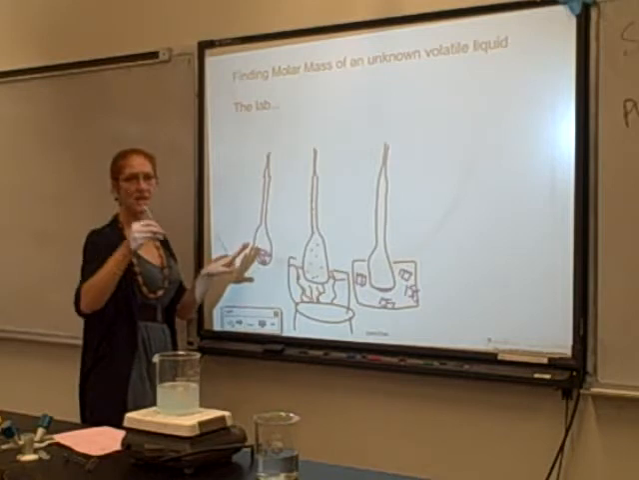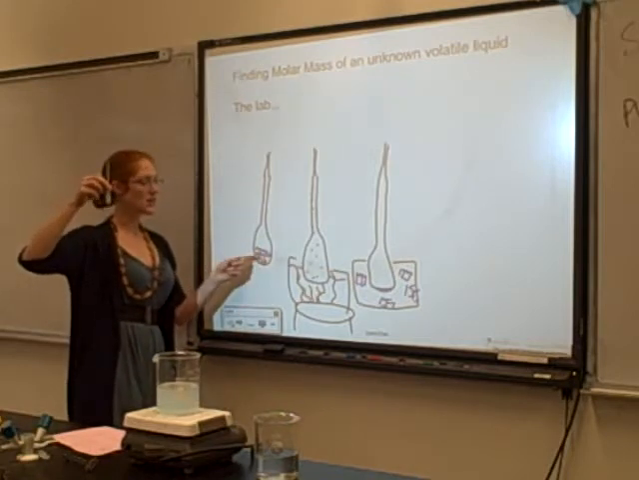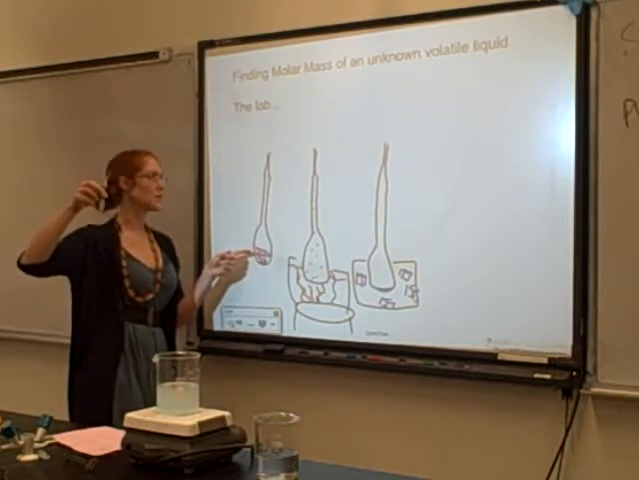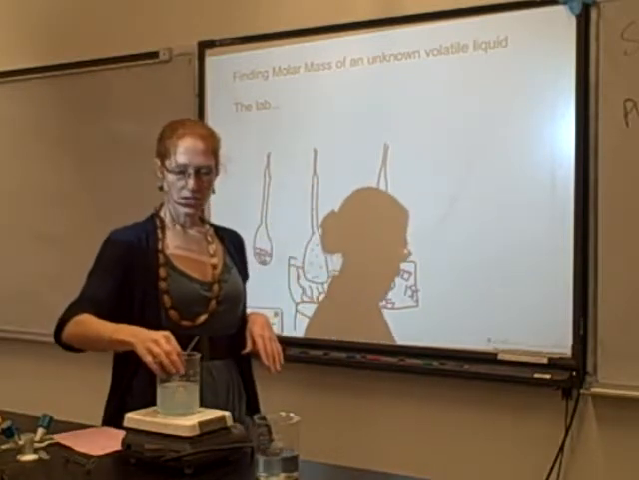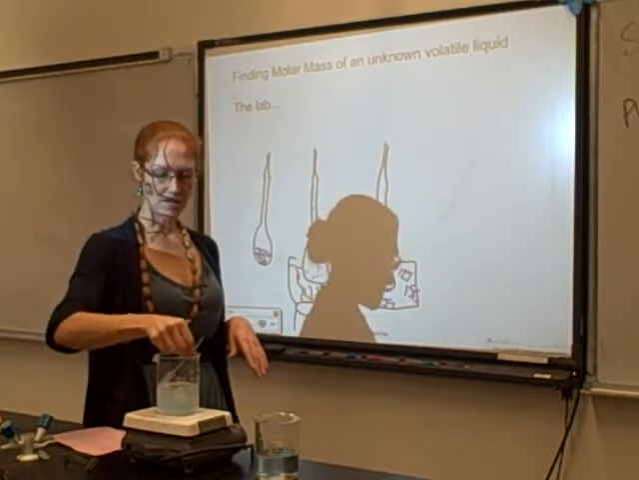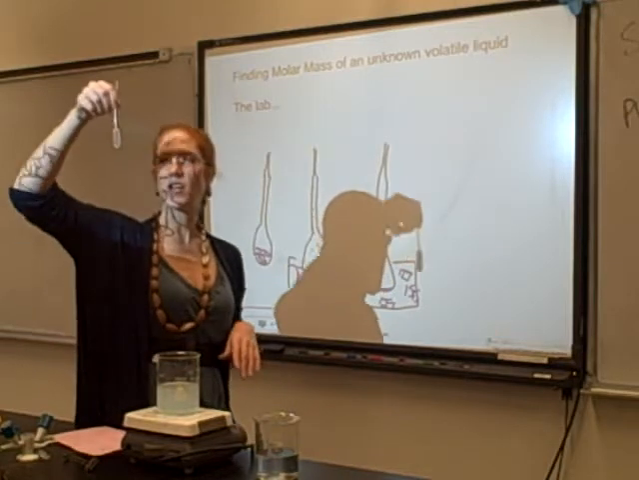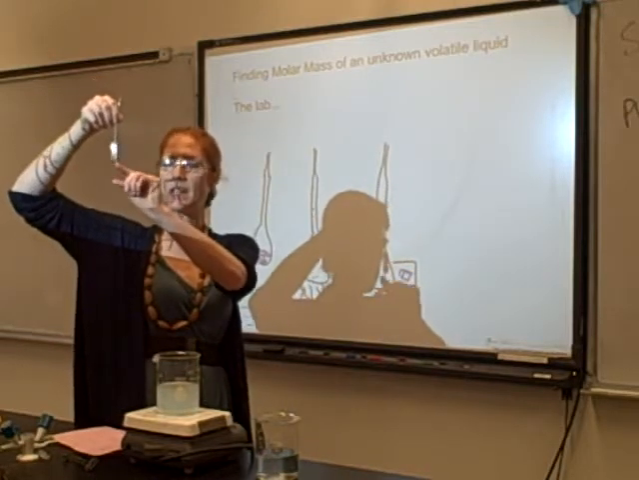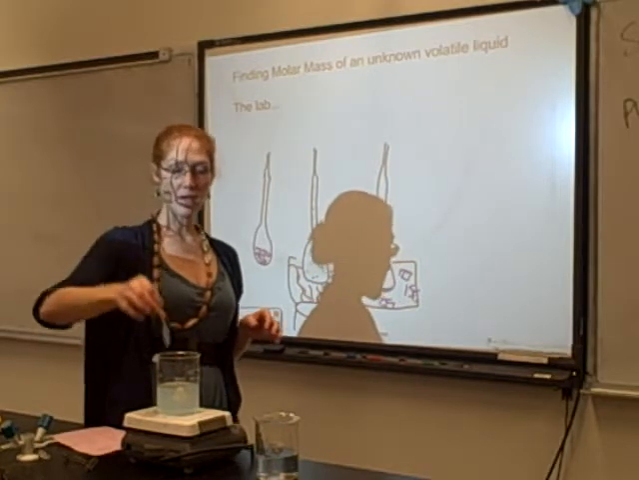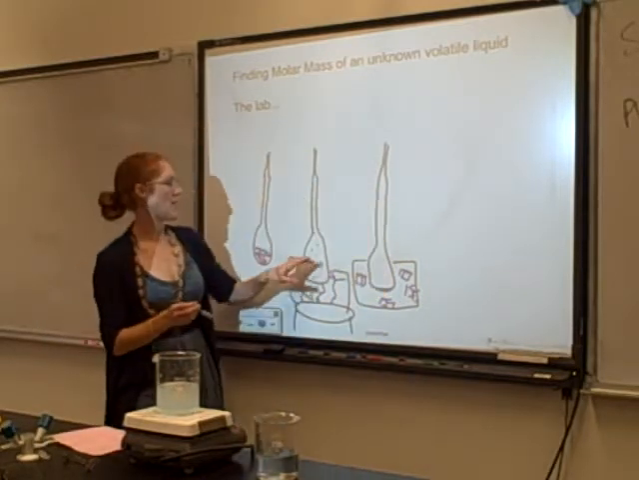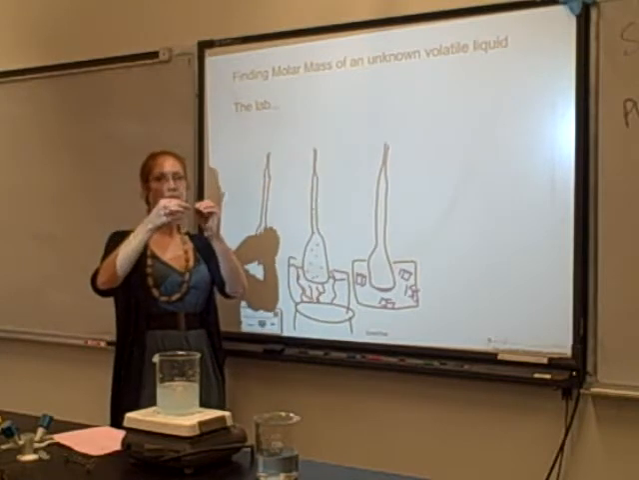So the first thing you do is mass your empty pipette, then take in 2 to 3 milliliters of your unknown liquid. Then you're going to put it in a hot water bath, and we'll leave it there for 5 minutes. After 5 minutes, you're going to check and see if there's any liquid left inside. If there is, heat it for another minute or so. If there's no liquid, then we can assume that all the liquid has evaporated and has filled the barrel pipette.